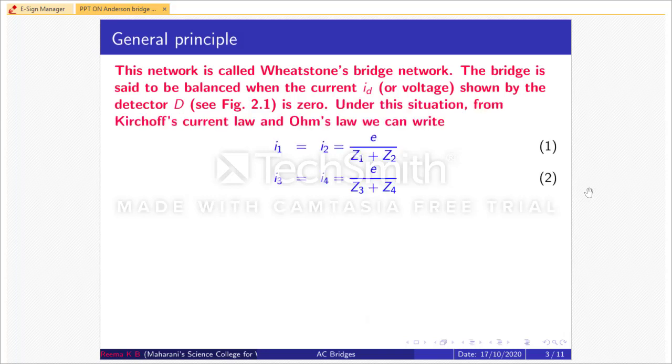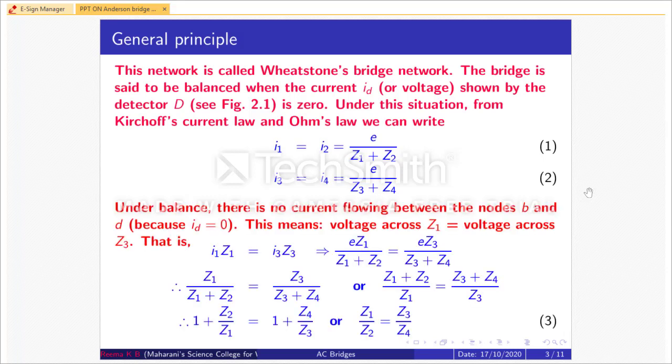Under this situation, from Kirchhoff's current law and Ohm's law, we can write I1 is equal to I2 is equal to E divided by Z1 plus Z2. I3 is equal to I4 is equal to E divided by Z3 plus Z4. Under balance, there is no current flowing between the nodes B and D because ID is equal to 0. This means voltage across Z1 is equal to voltage across Z3. That is I1 Z1 is equal to I3 Z3.